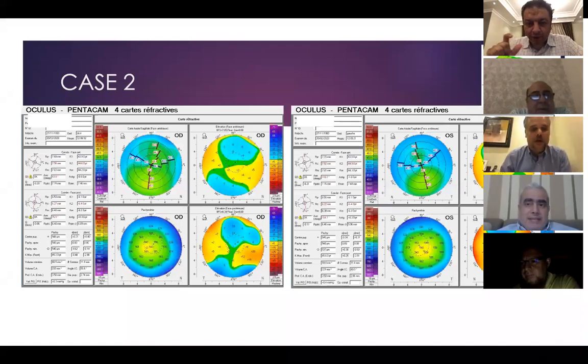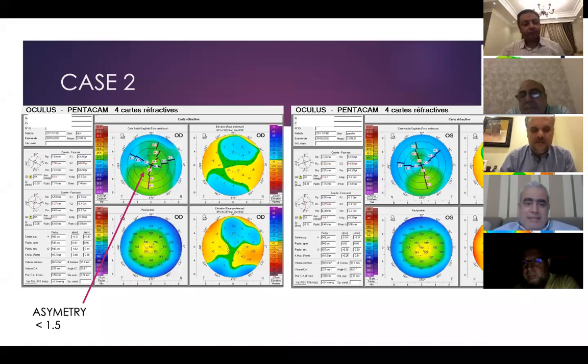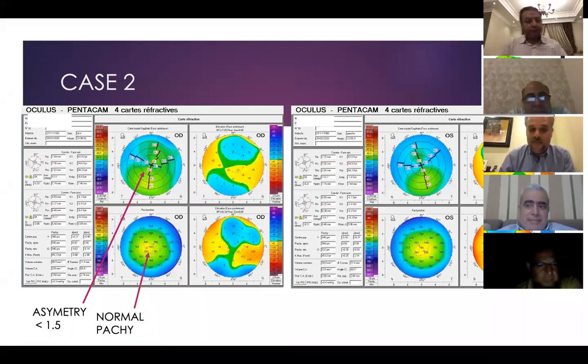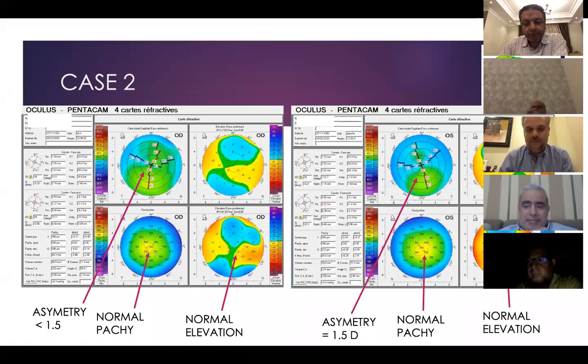Yes, I noticed the asymmetry here in the Pentacam. It's less than 1.5. You have a normal pachymetry. Even if there is a displacement, you have normal elevation here. In the left eye, you have asymmetry at 1.5 diopters, normal pachymetry, and normal elevation. So in this case, it's a borderline case for PRK, like the first one.